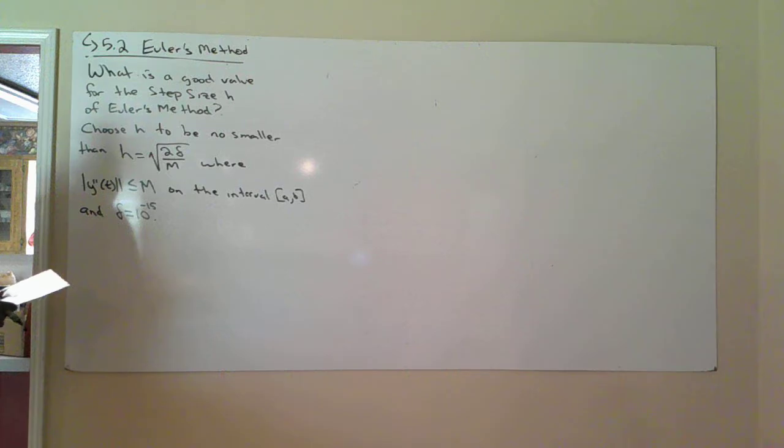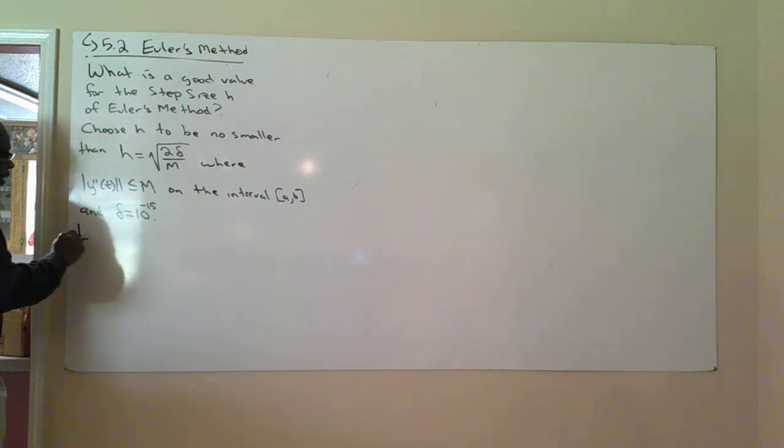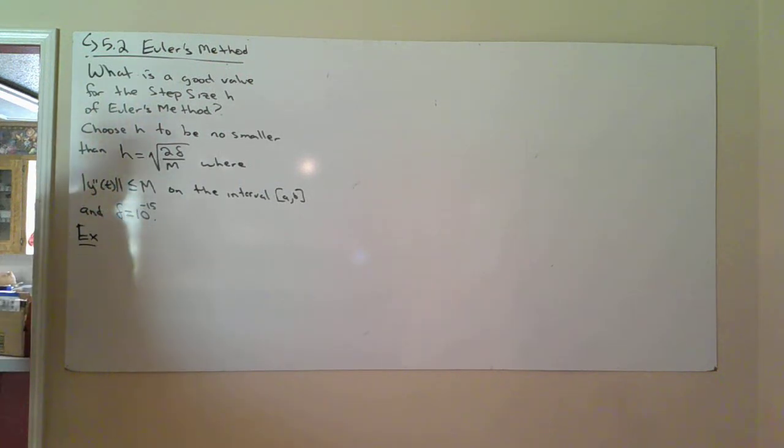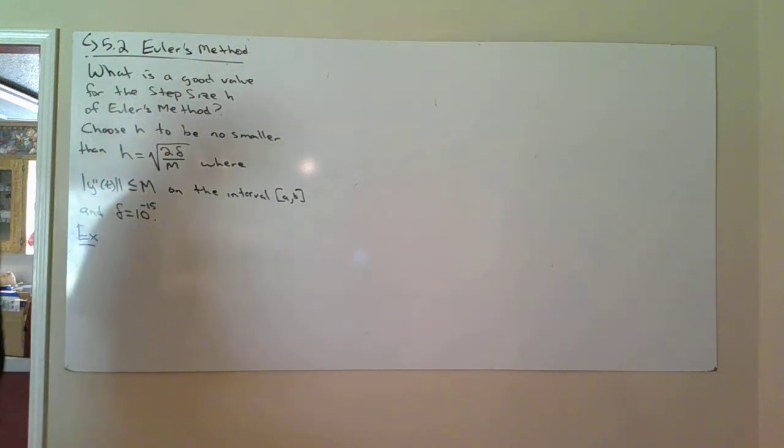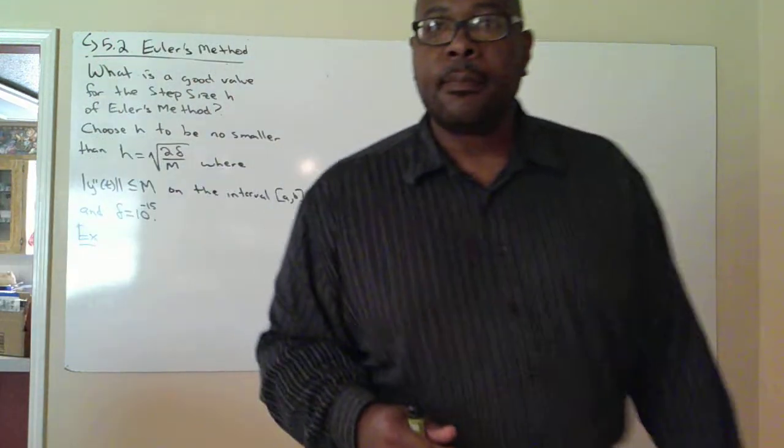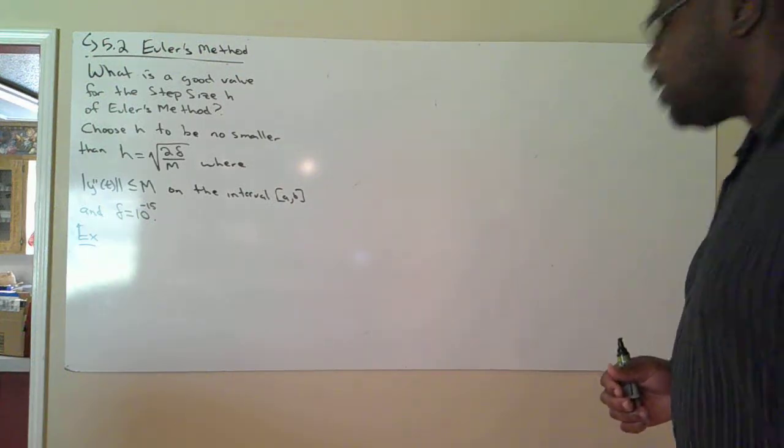So let's look at an example. Like I said before, our delta in this case is just going to depend on the computer, how the computer stores numbers and the precision of the computer. All right, so very good. Let's do an example.